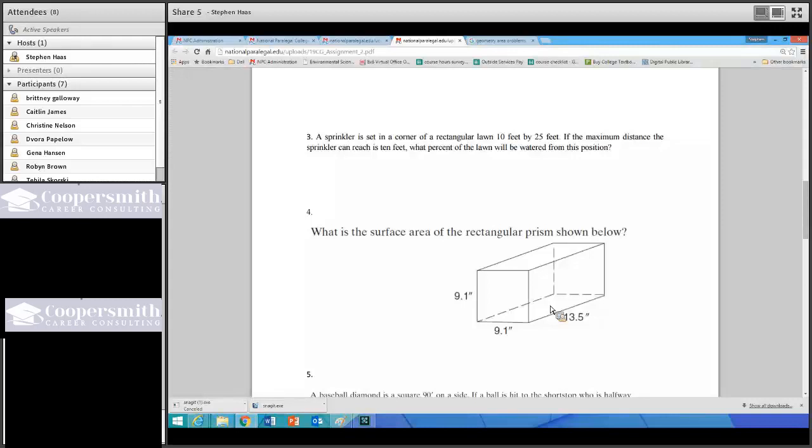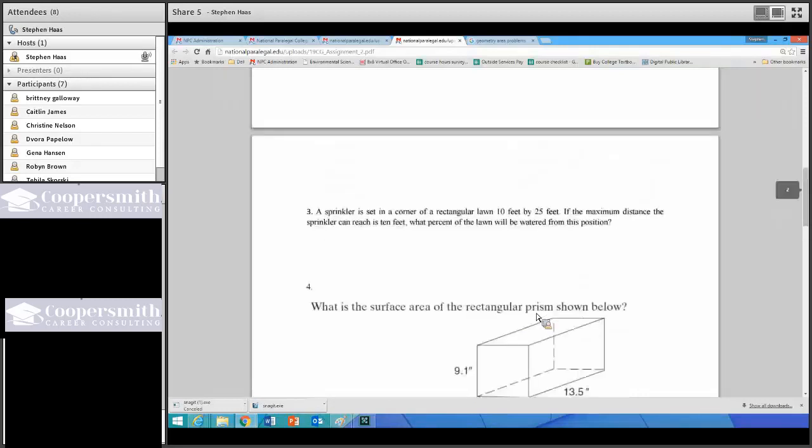Multiply the base times the height. Multiply 9.1 times 13.5. And again, common sense, how would I figure out the area of the squares? 9.1 times 9.1. And then just add them all up. Number 3, by the way, is a shaded region problem. You try number 3 by yourselves.